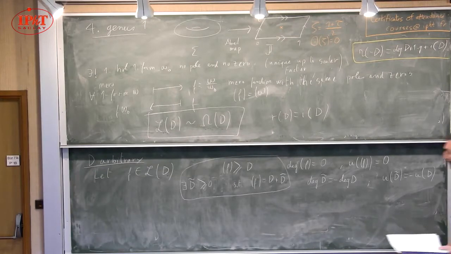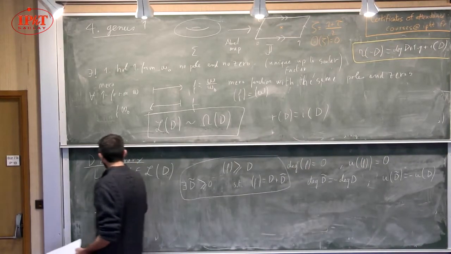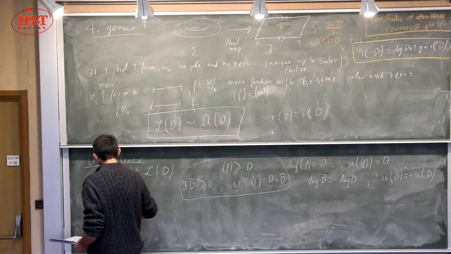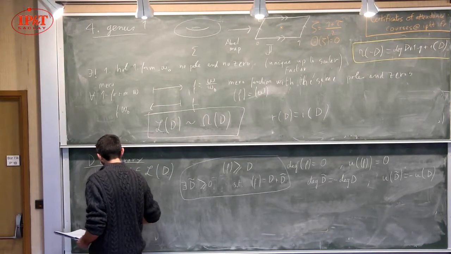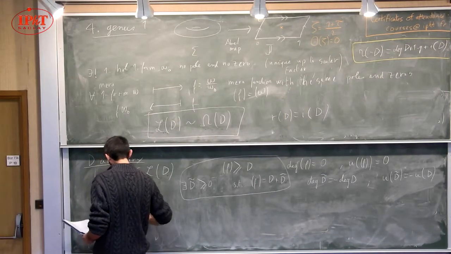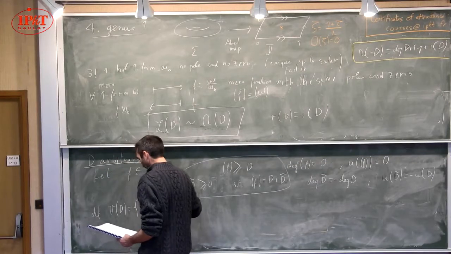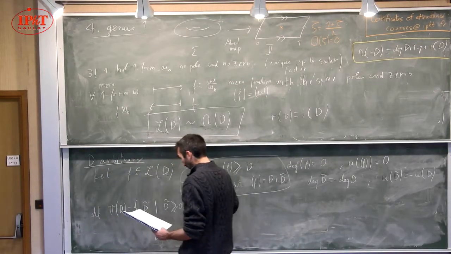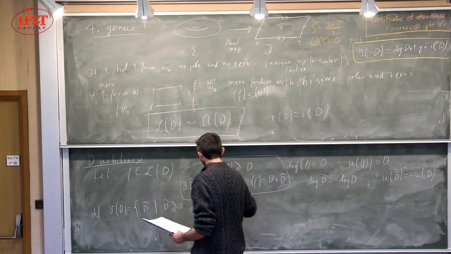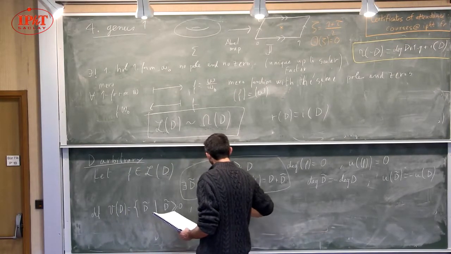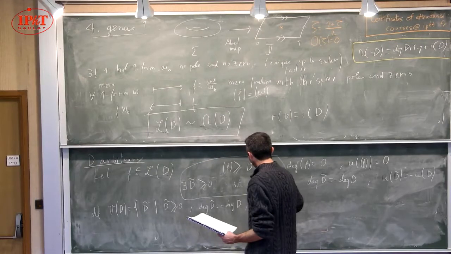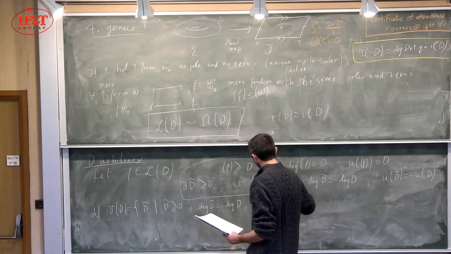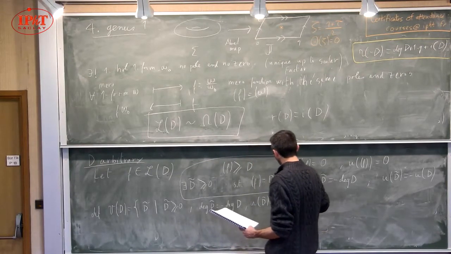Let me define this space. Let me define the space that I will call V of D, which is the space of all divisors d tilde, such that d tilde is positive, and degree of d tilde equals minus degree of d, and u of d tilde equals minus u of d.